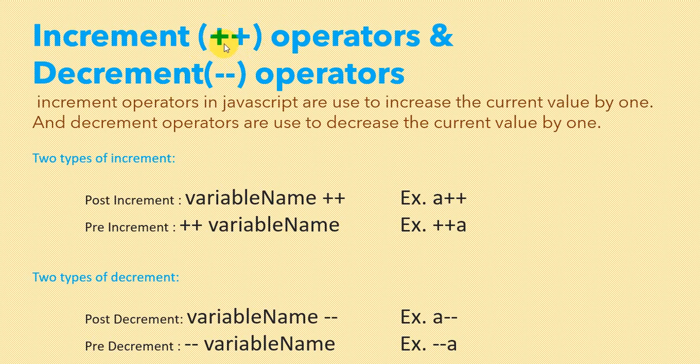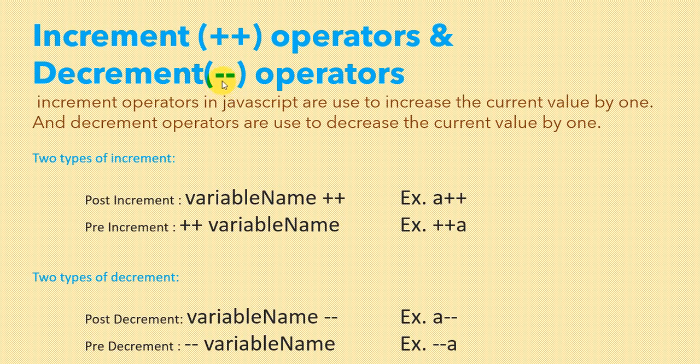The current value will increase by 1. If the value is 0, it will change to 1. If the value is 1, it will change to 2. If the value is 3, it becomes 4. It means the current value of any operand or variable can be increased by 1. Getting it? So this operator is called the increment operator, and it will increase the value by 1. In the same way, the decrement operator will decrease the current value of a variable or operand by 1.